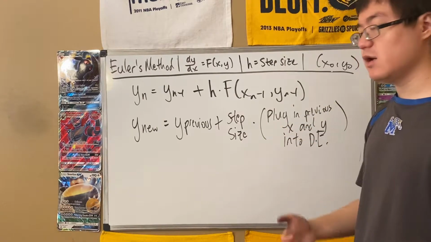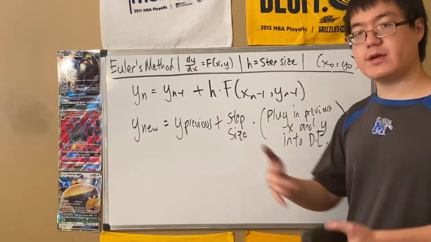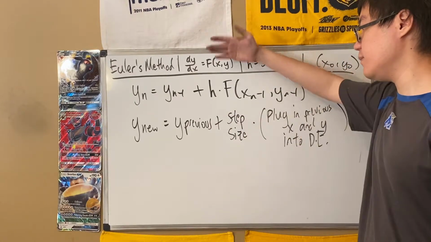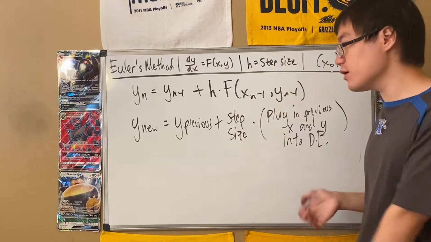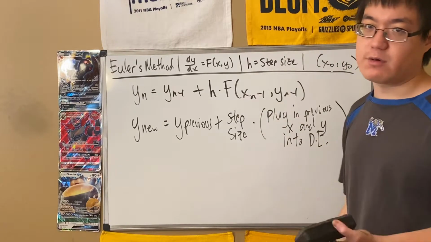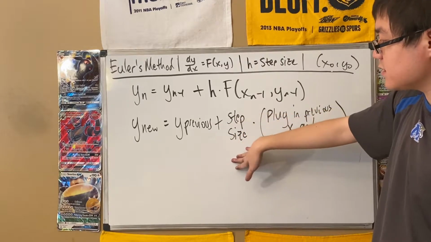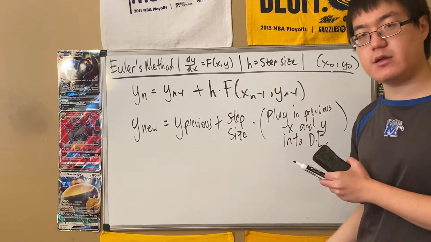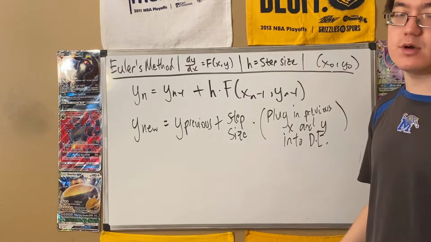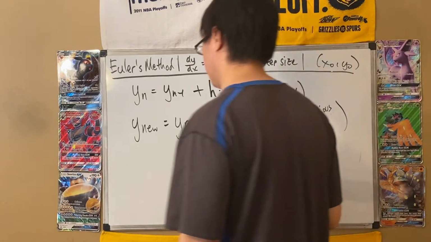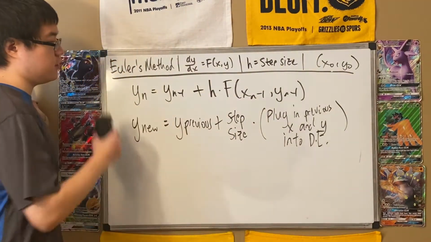Write down this formula again, because we have to do too many things and I don't have enough space on this tiny little board, but I'm going to say the formula over and over again. New y equals previous y plus step size, times the differential equation with the previous x and the previous y plugged in. So let's get started. Let's do some examples. Hopefully you had the opportunity to write out this formula.